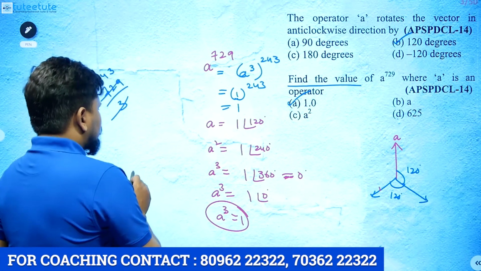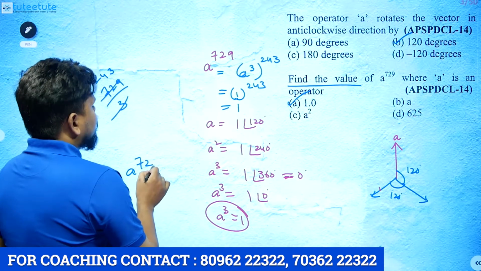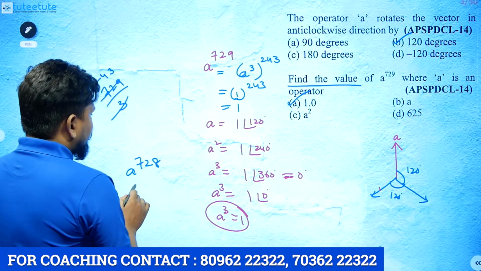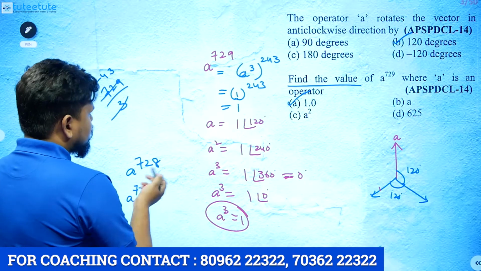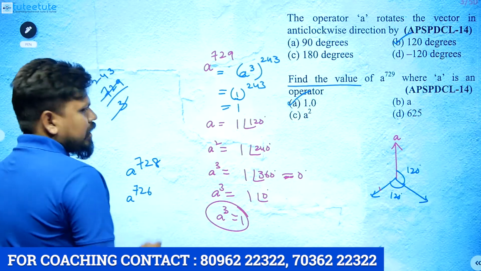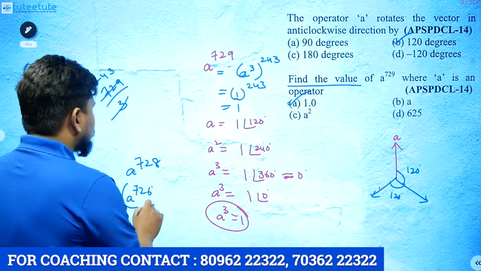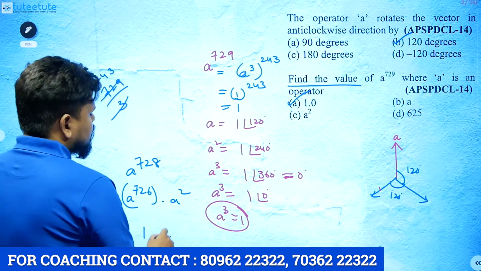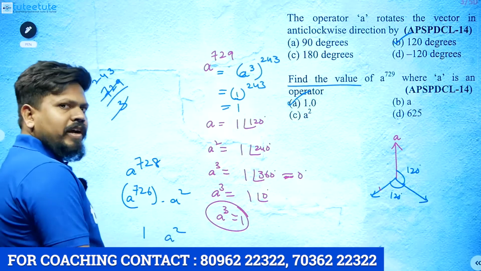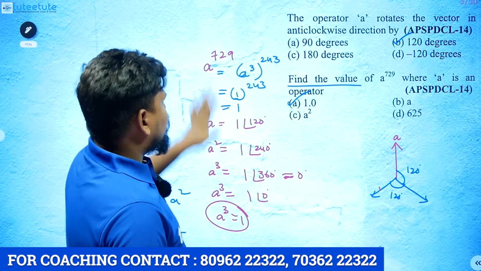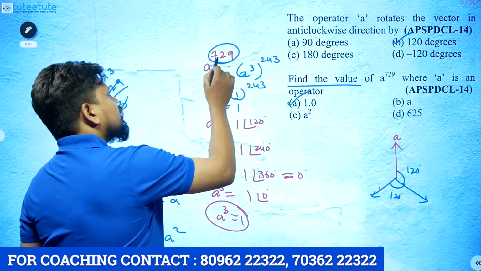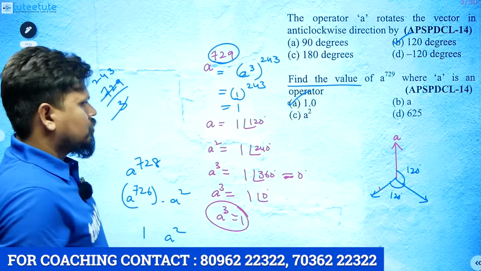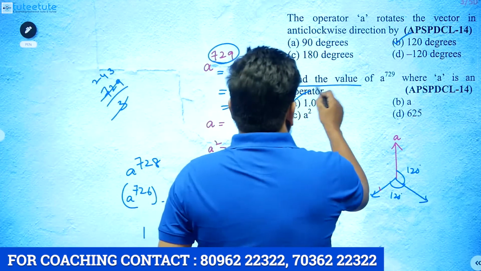If they ask A power 728, what is the value? Directly you can calculate: A power 726 into A square we can write down. A power 726 is obviously 1, and this is A square. So whenever this model of questions comes, just check whether the power is divisible by 3 or not.